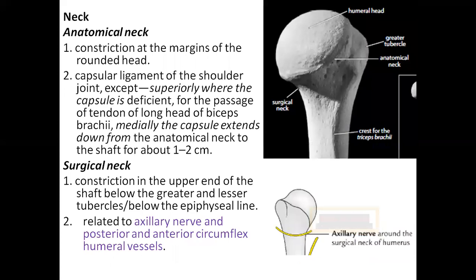Then immediately surrounding the head, whatever neck you are finding, that is the anatomical neck, which is the constriction at the margins of the rounded head. It usually contains the attachments of the capsular ligament of the shoulder joint. For now, you just remember this. Then we have the surgical neck, which is the constriction in the upper end of the shaft below the greater and lesser tubercles, below the epiphyseal line. The surgical neck is related to the axillary nerve, and also to the posterior and anterior circumflex humeral vessels.